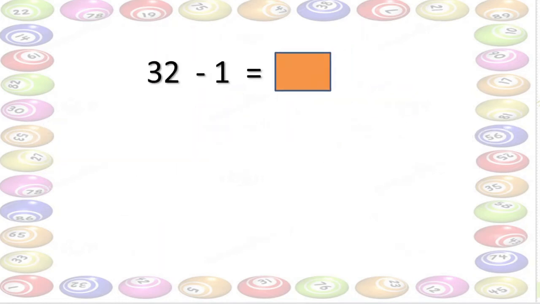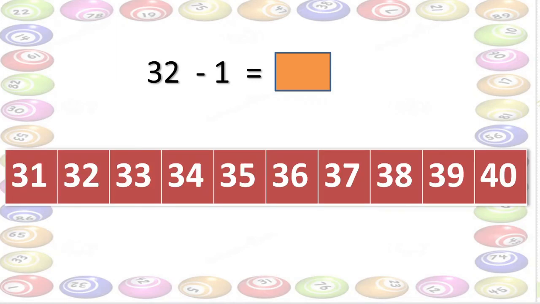Now here you can see 32 minus 1 is equal to how much? See here number line. I have used here from 31 to 40. Okay. We are going to count by counting backward method. So where is 32? Here. Correct? 32 minus 1. Only one number we will go back. What we got? 31. So 31 is our answer. Isn't it easy?